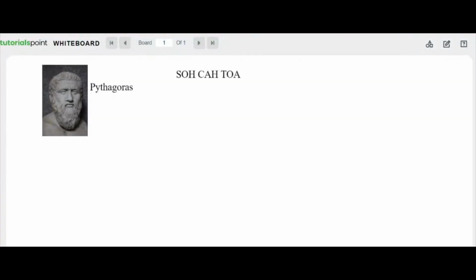Have you heard about the term SOHCAHTOA in your math classes? What does it mean? Who is Pythagoras and what role did he play in the world of math?